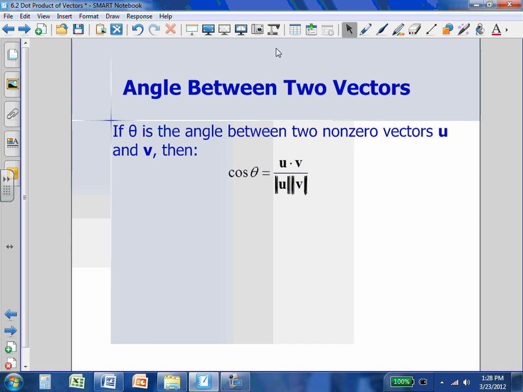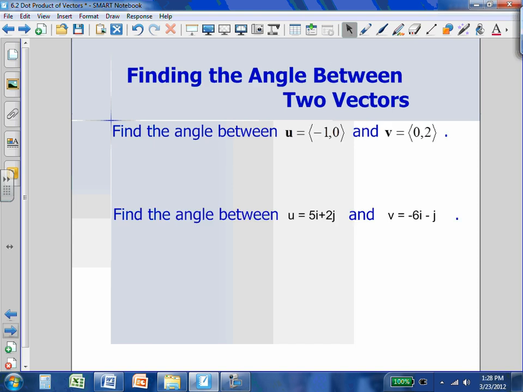If theta is the angle between two non-zero vectors u and v, then the cosine of theta equals u dot v divided by the product of their magnitudes, u and v. So it's the dot product on the top and the product of their magnitudes on the bottom. So make sure you get that written down. Pause if you need to.